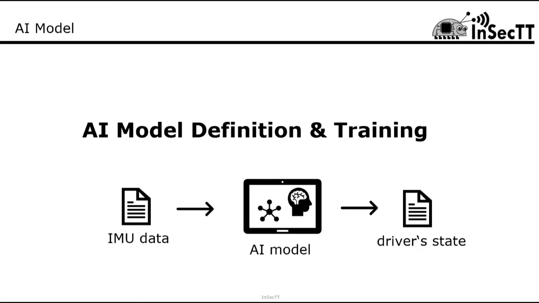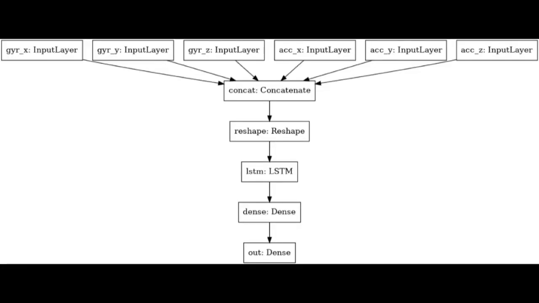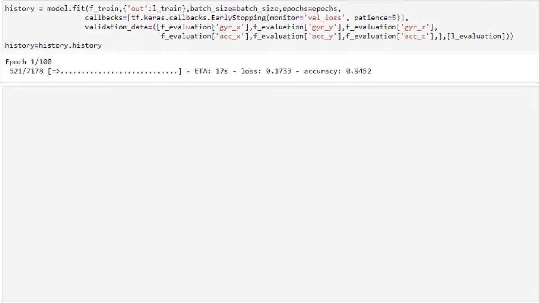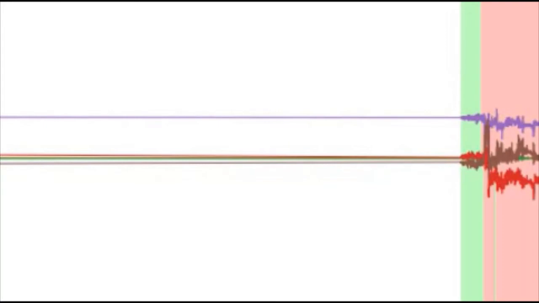Based on the recorded IMU data, this model is supposed to identify the current smartphone-induced state of the driver, attention or distraction. It consists of different input layers, an LSTM layer, which is a very effective type of layer for our purpose, besides others. The model is then trained by using parts of the recorded data. The rest of the recorded data is used to evaluate the model.